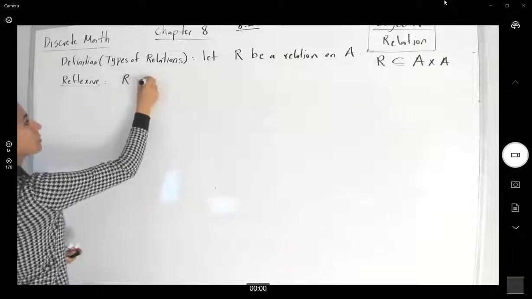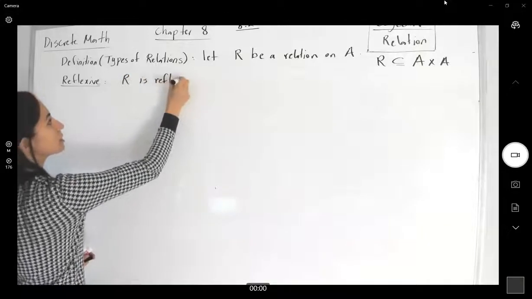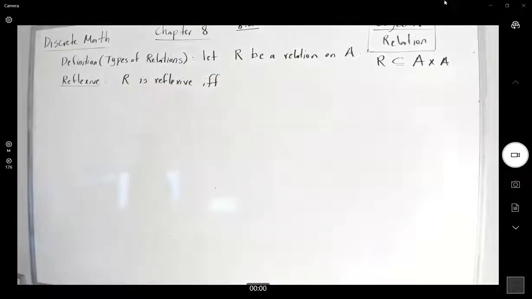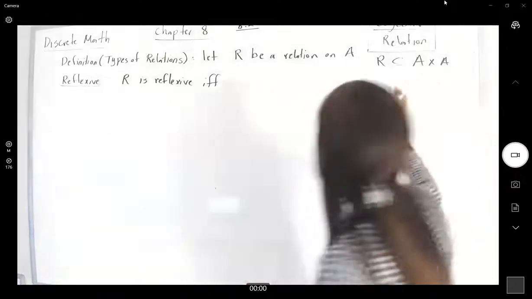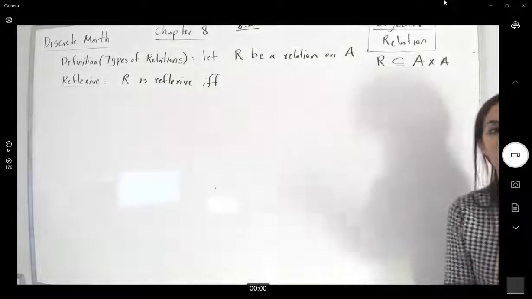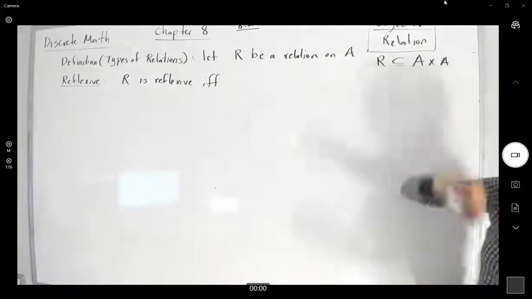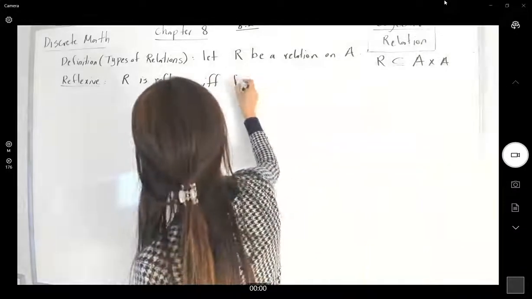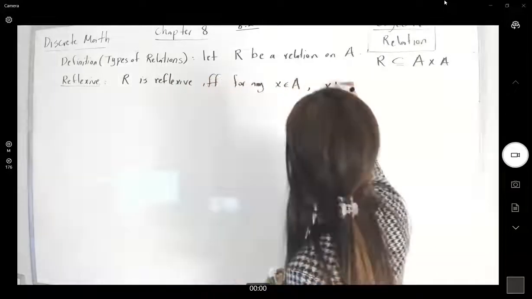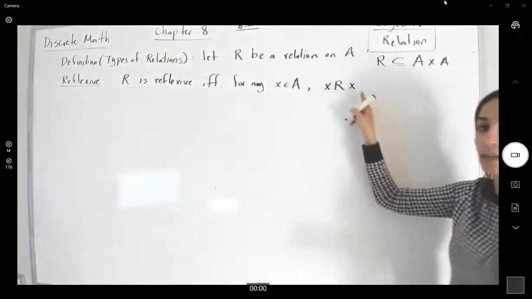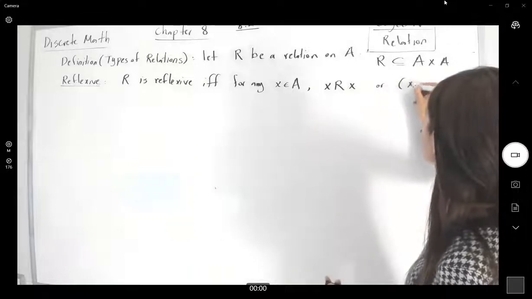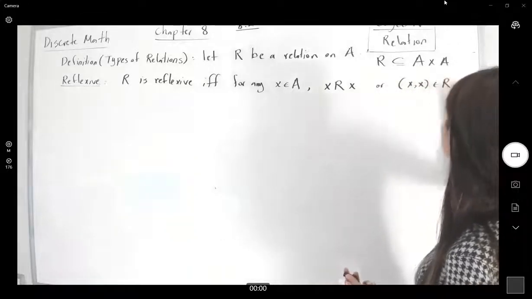R is reflexive if and only if you take any random element in A, that element is related to itself through R. If and only if for any x in A, x is in relation to itself over R, or x and x belongs to R.